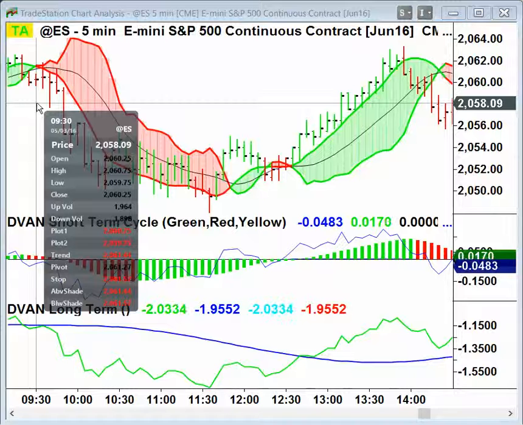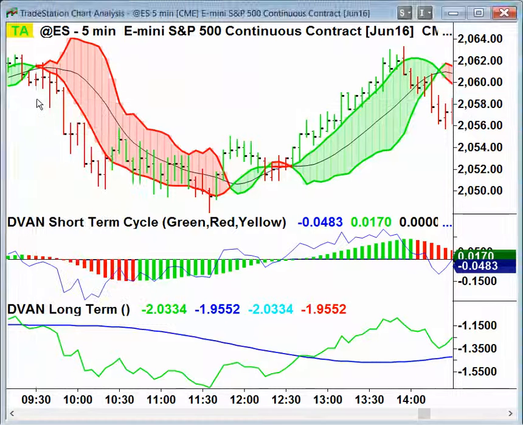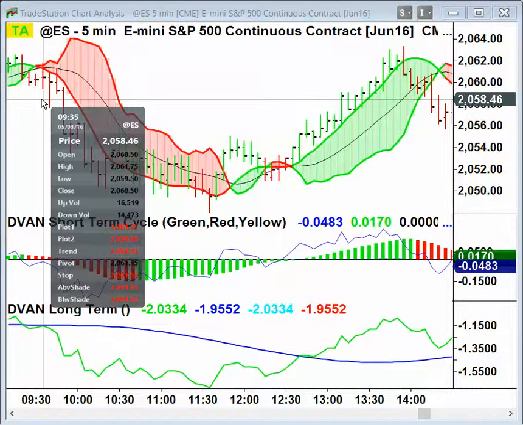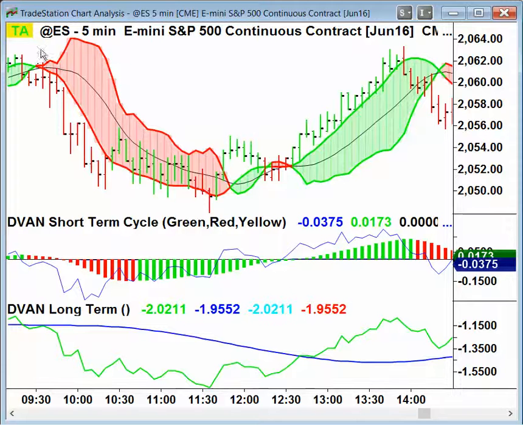Right at the open, and then the next 5 minutes after the open, we see the confirmation of the conversion into a sell cycle. You can see that from the two outside lines that are shading these cycles converging together. That shows convergence from a buy cycle to a sell cycle, or a sell cycle to a buy cycle.